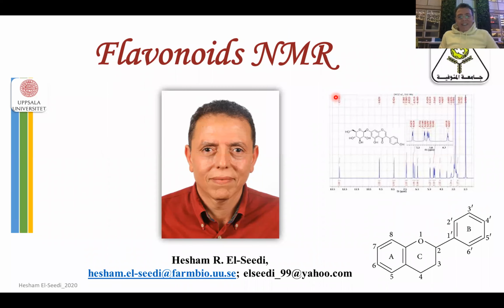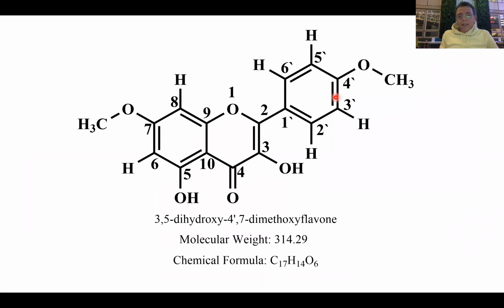It is my great pleasure and honor to meet you again and discuss with you the flavonoids in NMR spectrometry. Let us start with the skeleton of flavonoid. We call it C6C3C6, which is benzopyranone attached to an aromatic moiety.